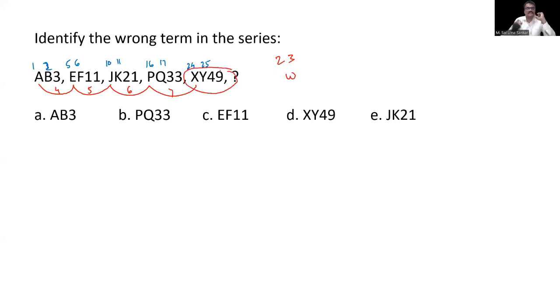So what is the answer? XY49, which is the required answer. If you observe A, B, E, F, J, K, P, Q, X, Y, that is satisfied. 1 plus 2 satisfied, 5 plus 6 satisfied, 10 plus 11, 16 plus 17, 24 plus 25 is also satisfied. But the very important point, A to E is 4, E to J is 5, J to P is 6, next P to the next letter must be 7. So 16 plus 7 is 23. So XY49 is the required answer. Is it clear?